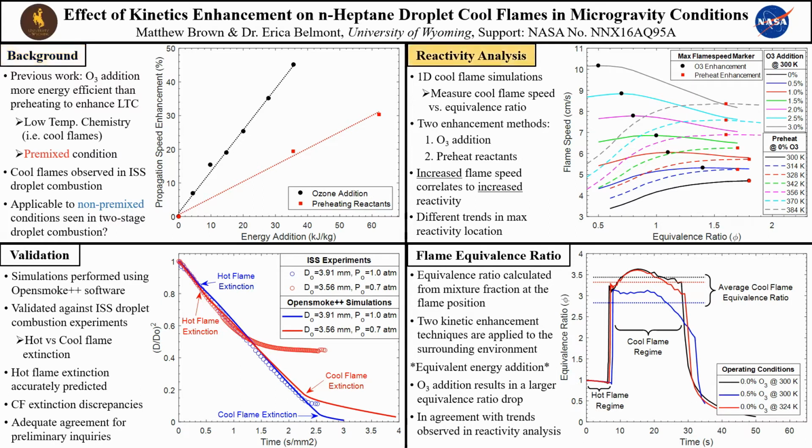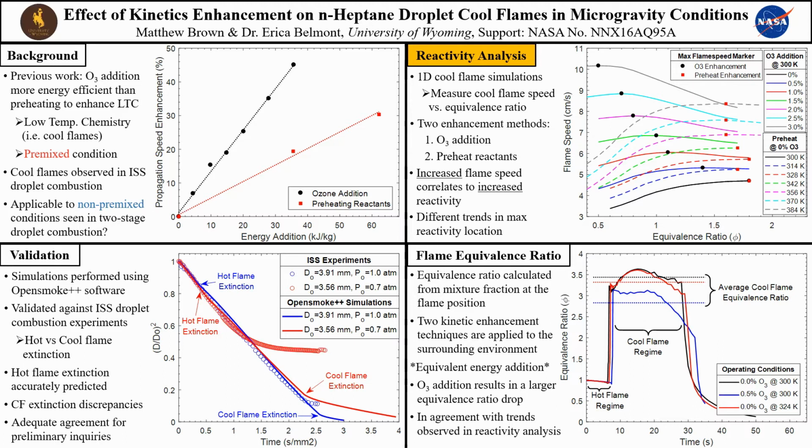environment. Now, if we look at the top right corner, a first-step analysis on an N-heptane oxidizer mixture was performed to reveal the effect of each kinetic enhancement method, those being ozone addition and preheating of the reactants, on flame speed as a function of equivalence ratio using one-dimensional cool flame simulations, which were operated at an initial pressure of 0.7 atmospheres. Flame speed is used as a measure of reactivity, and the equivalence ratio is simply the proportion of the actual fuel oxidizer ratio to the stoichiometric fuel oxidizer ratio. So if the equivalence ratio is less than 1, you are burning fuel lean, and if it is greater than 1, you are burning fuel rich.